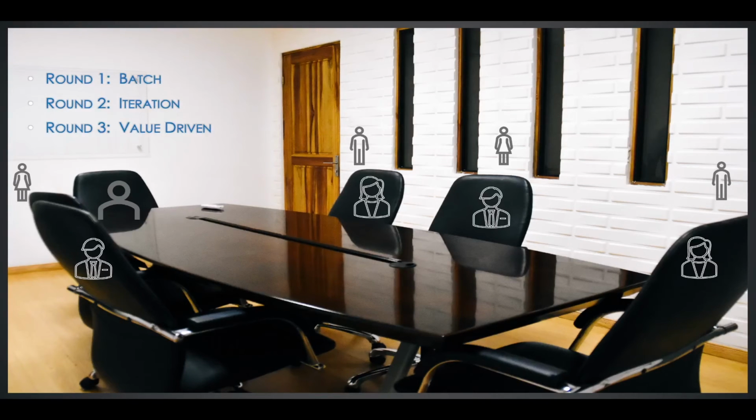The game will be played in 3 rounds. Round 1 will process the coins in one large batch. Each player must flip all of the coins before passing them along to the next player. Round 2 will process the coins iteratively. As soon as a player finishes flipping a coin, it can be passed along to the next player. And Round 3 will be focused on maximizing the amount of value delivered by the team.